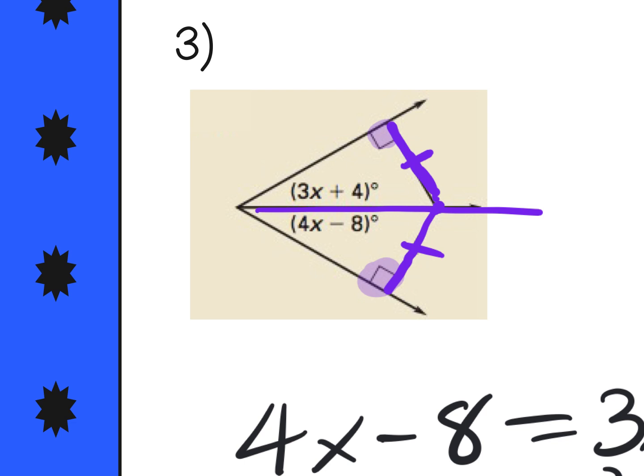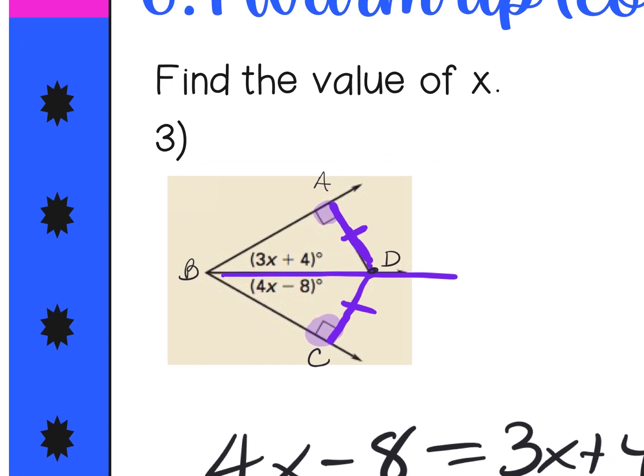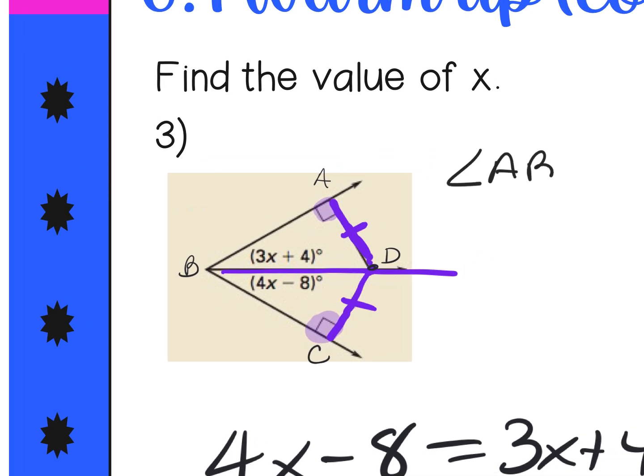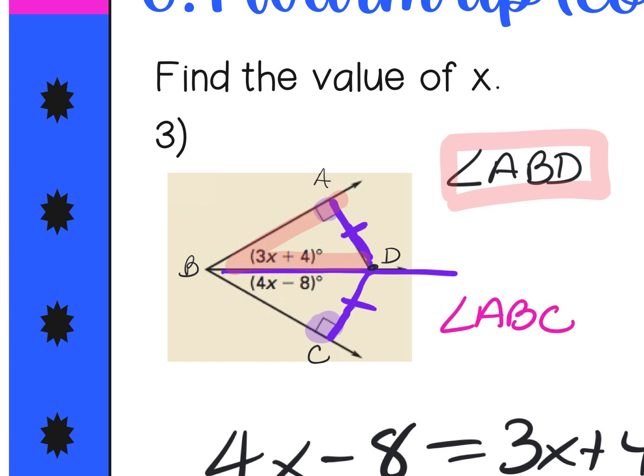So for example, if I told you that this point right here was A, and this is B, and this is C, and let's say this point right here is D, remember, if I'm asking for angle ABD, I'm looking for this angle right here. And all I would have plugged it into was the 3X plus 4. But let's say instead it had asked for angle ABC. So if I ask for ABC, then I'm looking for the whole thing. So I would have found both of them and then added them together.